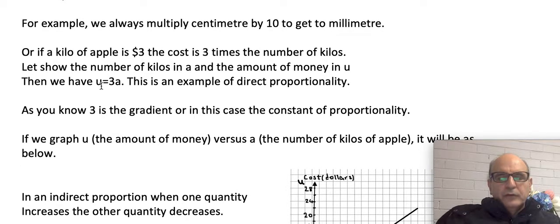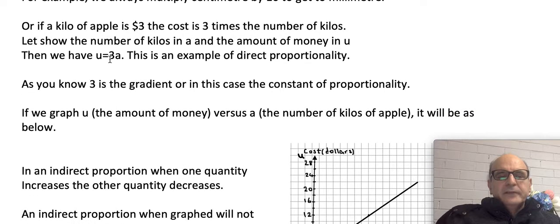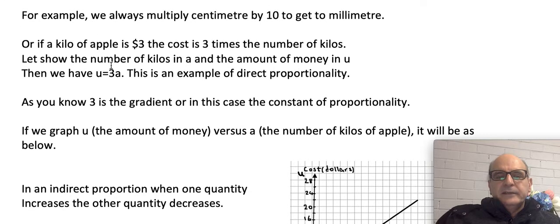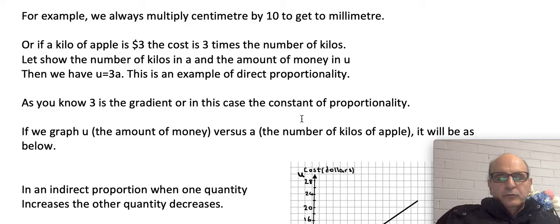So if we show the cost as U and the number of kilos of apples as A, so U, the cost, is always 3 times the number of kilos of apple. This number 3, as you might remember, is the gradient. Or in this case, we call it the constant of proportionality. Okay, so gradient and constant of proportionality are the same thing.